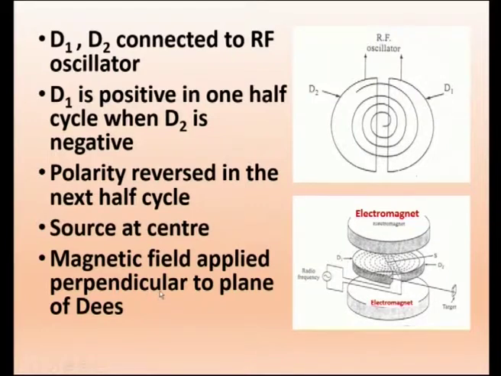The magnetic field is applied perpendicular to the plane of D. This is the plane of D, and it is applied perpendicular. So we have this disc, the Ds of the cyclotron, and the magnetic field is applied perpendicular to the plane of the Ds. That will also be the plane of the particle orbit, so the field will be perpendicular to the orbit. Now, what is the working principle?